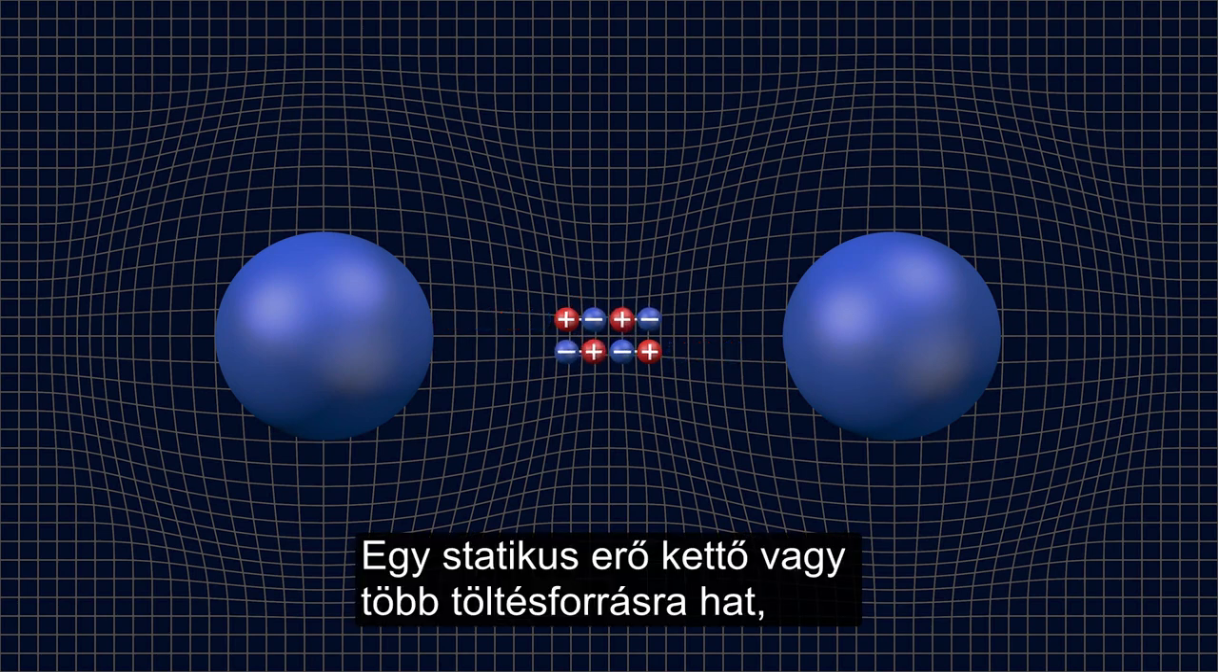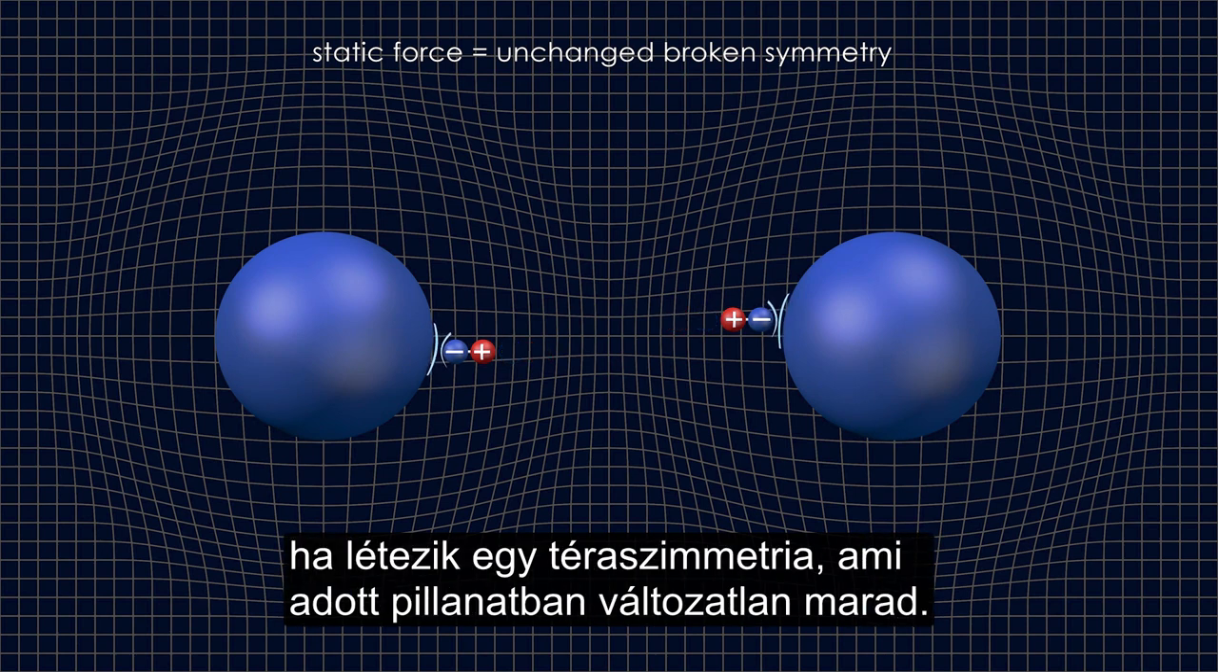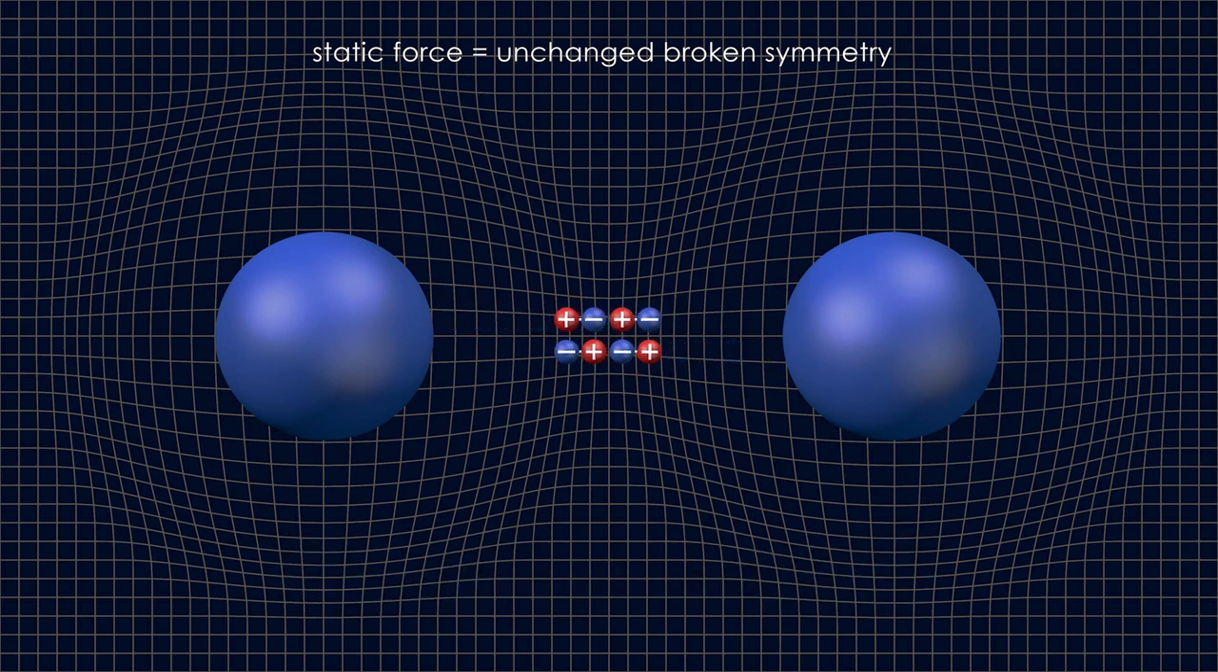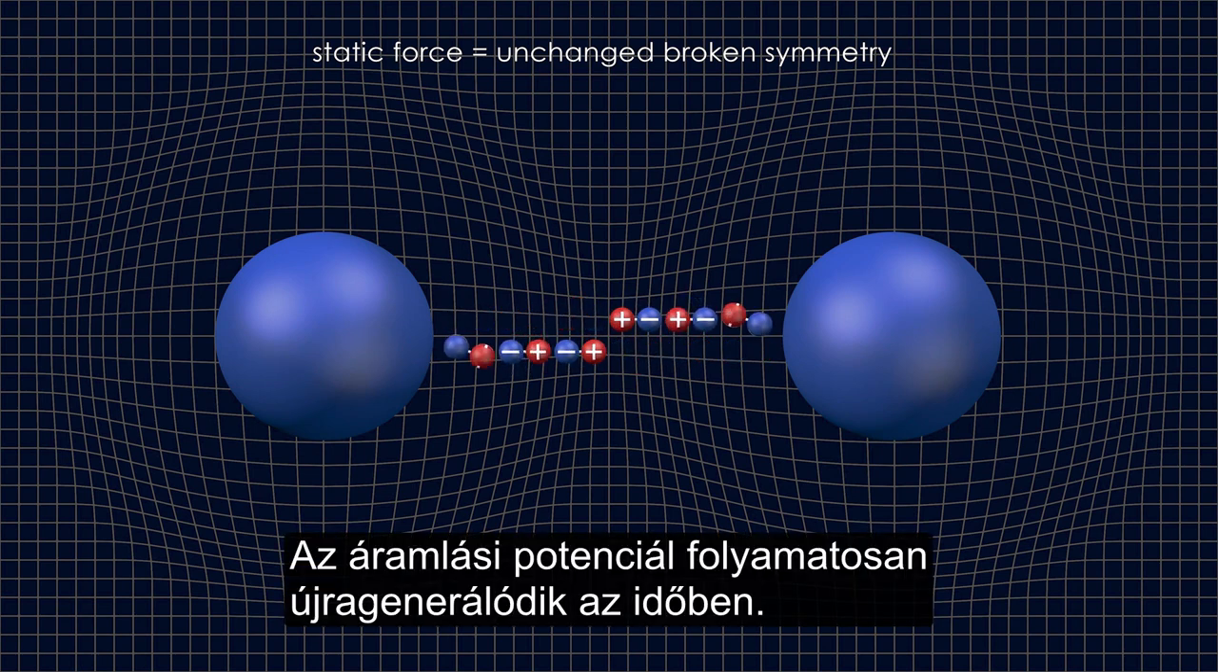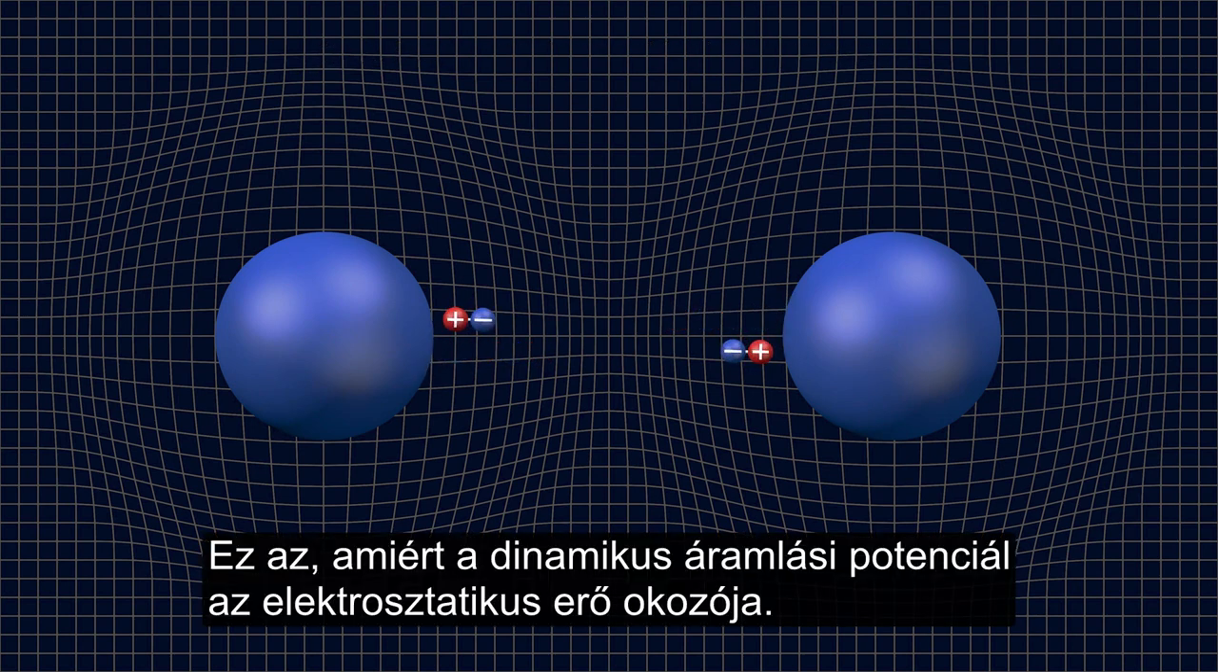A static force acts on two or several source charges if a space asymmetry exists which is not changed at that very moment. The potential flow will constantly be newly generated in time. That is why a dynamic potential flow is the cause of the electrostatic force.